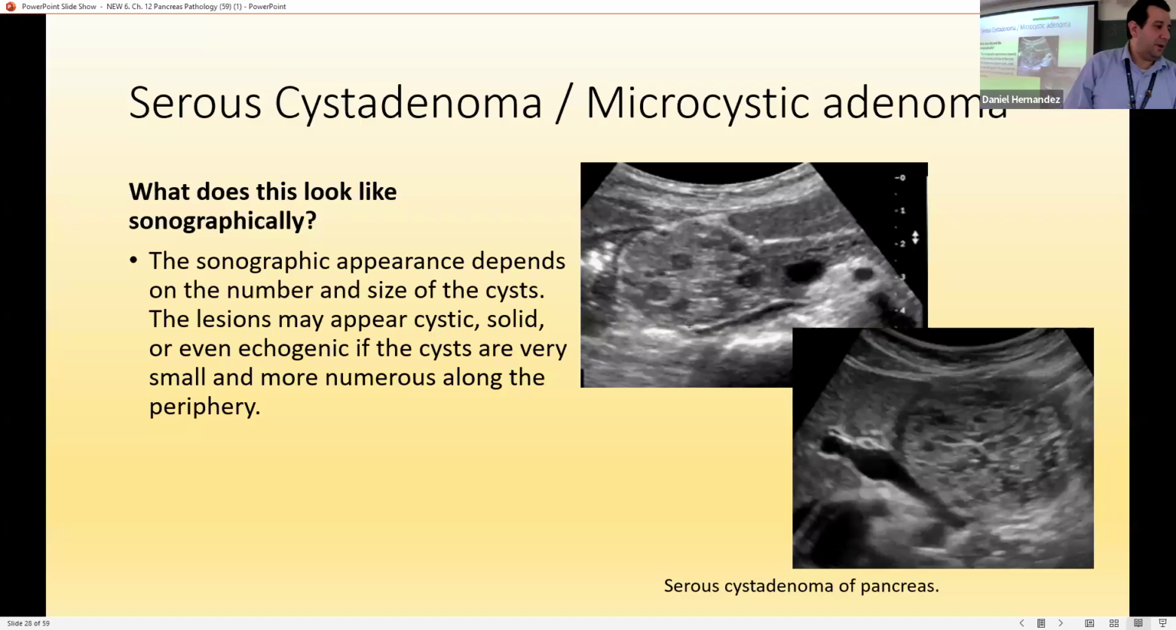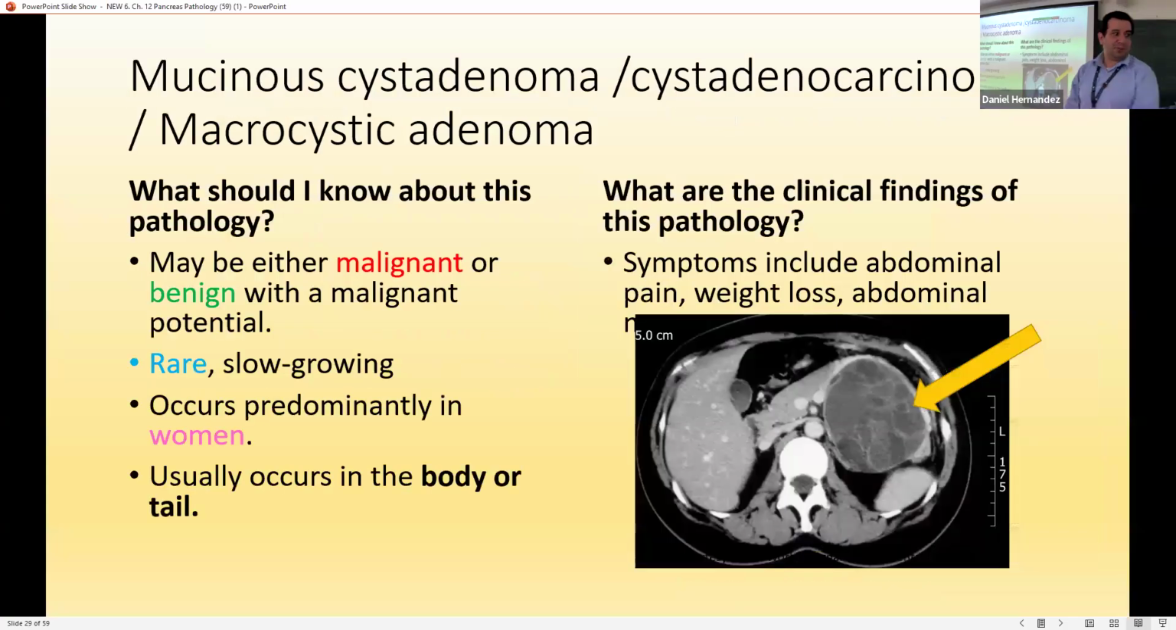So compare that with the macrocystic adenoma or this mucinous cystadenoma. So these can be malignant or benign with the potential to become malignant. Again, these are also very rare. They're slow growing. Fortunately, these also occur predominantly in women. And they're located typically in the body or tail of the pancreas.